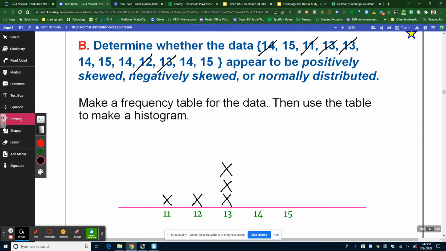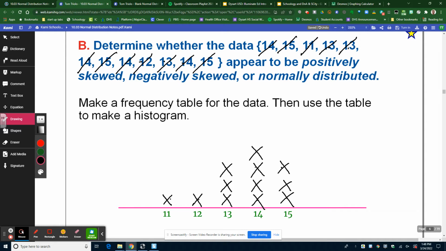I've got 1, 2, 3, 4 14s, so 4 X's. And I've got 1, 2, 3 15s. And then I would just double check to make sure I've covered everything. 1, 2, 3, 4, 5, 6, 7, 8, 9, 10, 11, 12, and I should have that many X's. 1, 2, 3, 4, 5, 6, 7, 8, 9, 10, 11, 12.